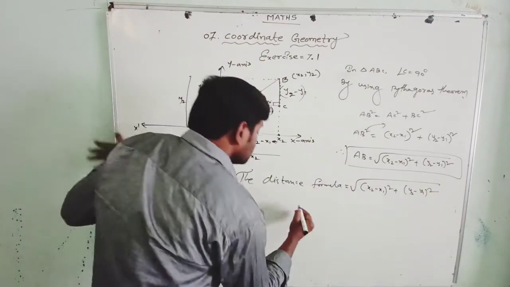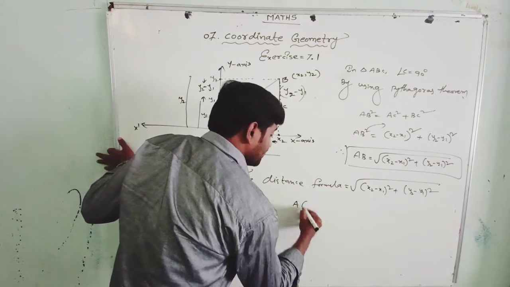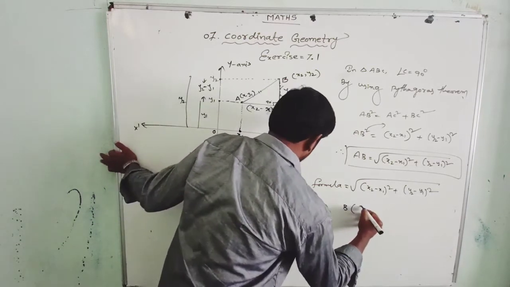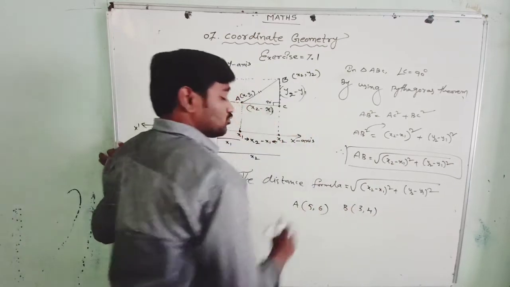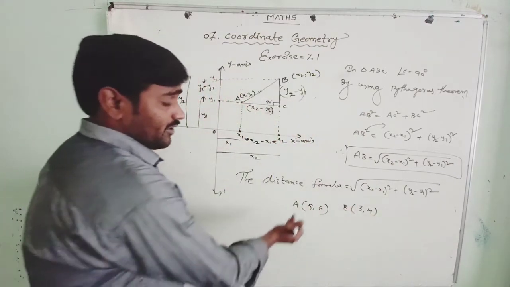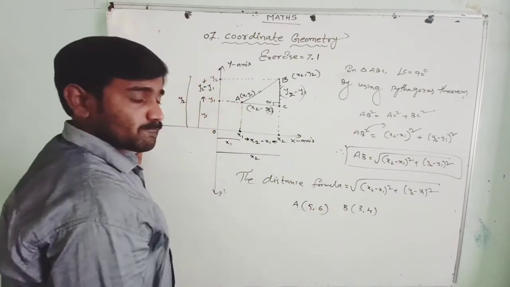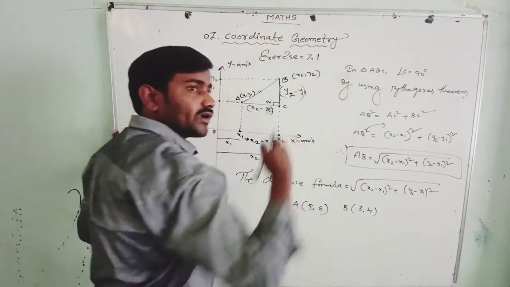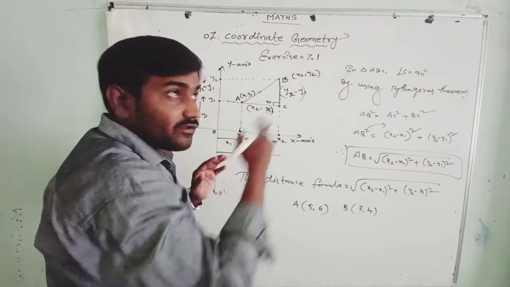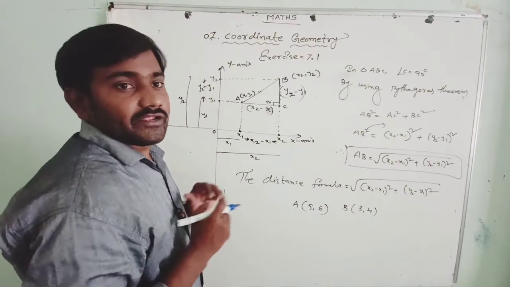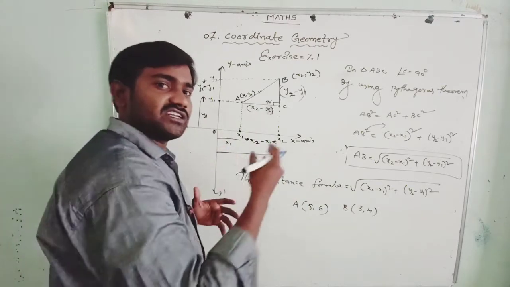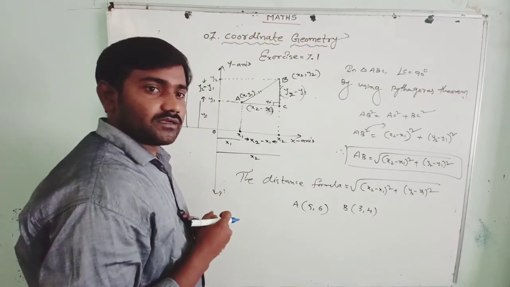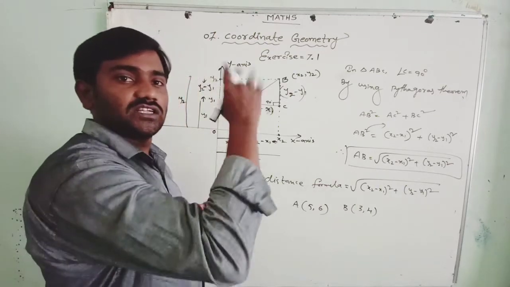Let us see. Suppose 2 points are given. Point A 5, 6 and point B 3, 4. So these are the 2 points given, point A and point B. Now you locate point A on the graph, and point B also on the graph. Join point A and B, and find out the distance between them. Every time taking a graph and finding the distance is a waste of paper. So what do we do? This formula will help us to find the distance.